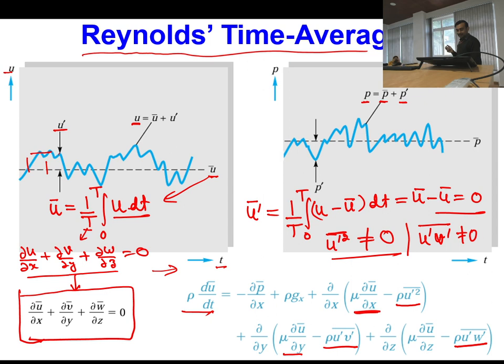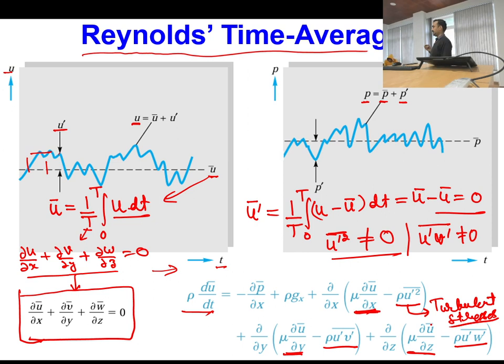So it means that this term we were knowing is nothing but viscous stress. It is coming because of the viscous stress. But what about these terms? Rho u dash square, rho u dash v dash, rho u dash w dash. These terms are called the turbulent stresses. Okay, these terms are called turbulent stresses.